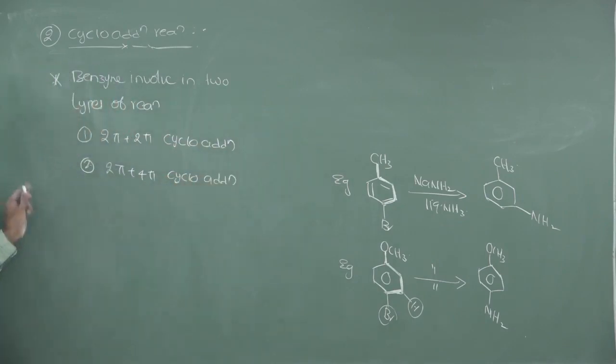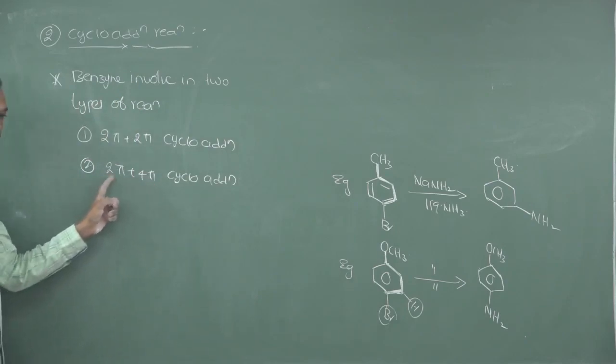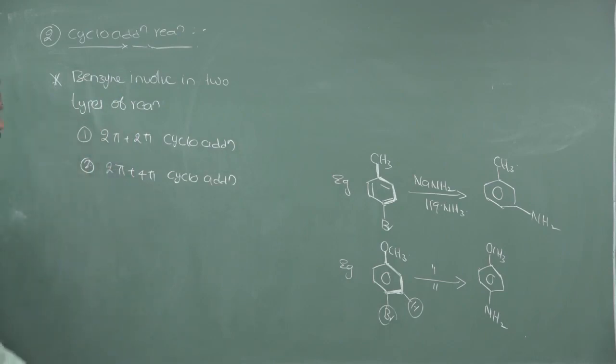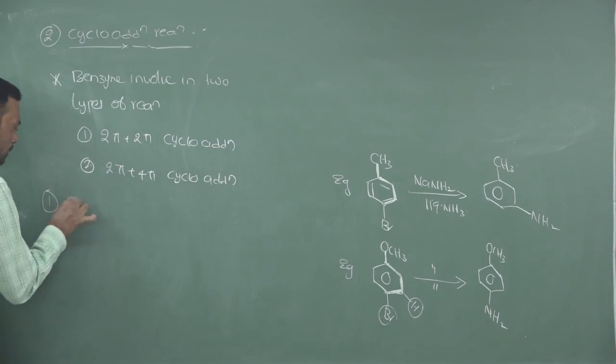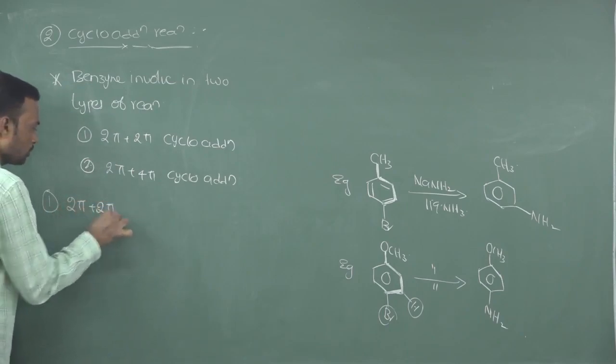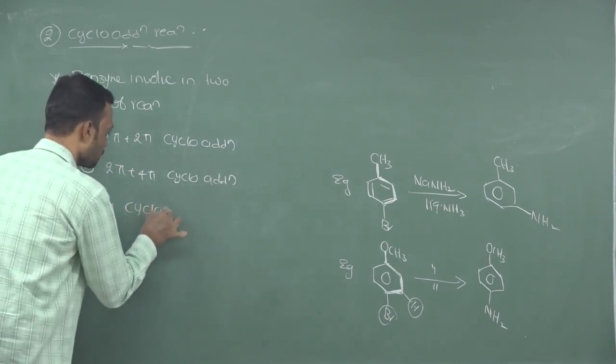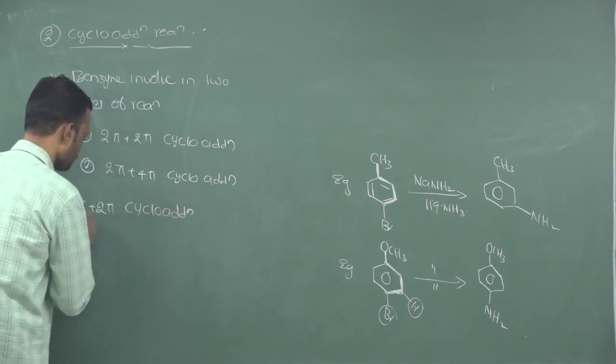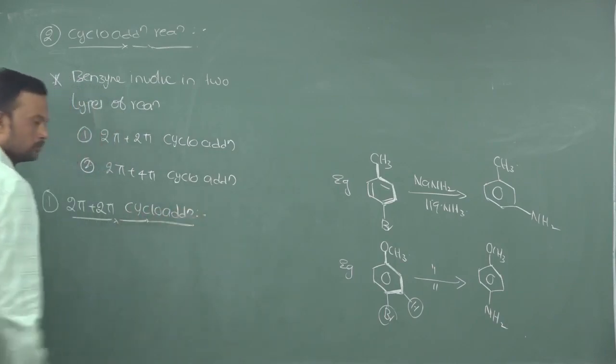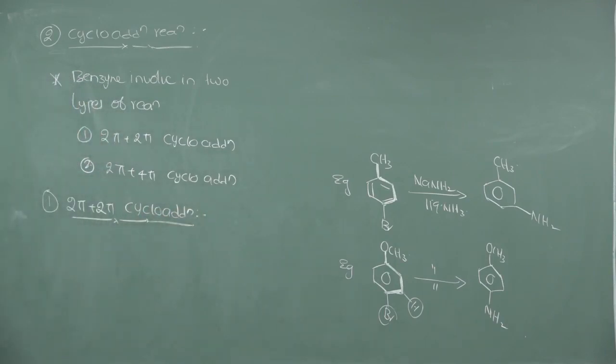4 pi 2 pi, 2 pi 2 pi. 4 pi 2 pi is nothing but Diels-Alder. This is Diels-Alder. But what about here? 2 pi 2 pi. So first we will discuss some examples on 2 pi 2 pi, later on 4 pi 2 pi. 2 pi 2 pi cycloaddition.